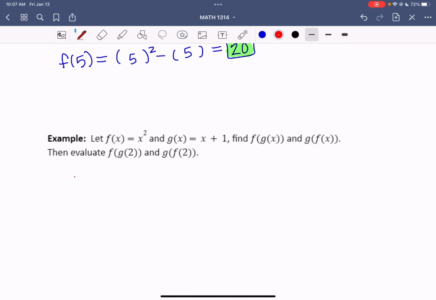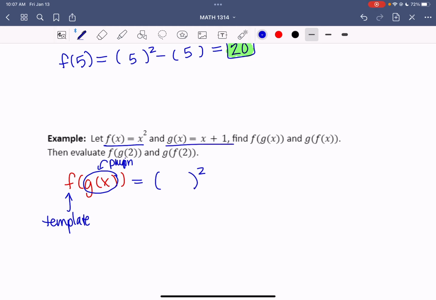I am looking at f of g of x. And so here's how I consider it. F is going to be your template. That's how you're going to set up your equation. So you're going to look at your f equation and write it with blank parentheses anywhere you had an x. Then your g of x is going to be your plug-in. And so you're going to take your g equation and plug that in anywhere you had a parentheses. So I would say x plus 1.